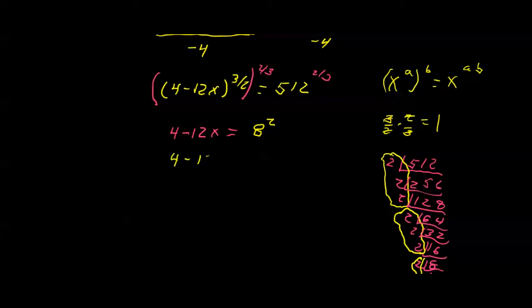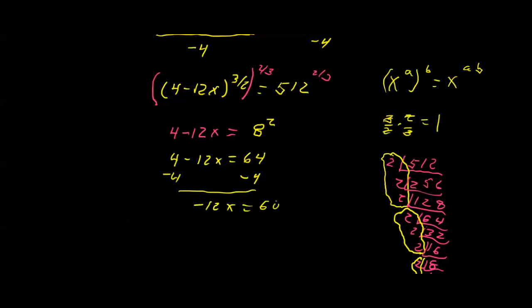4 minus 12x equals 64. Subtract 4, -12x equals 60. Divide by -12, divide by -12, and x is equal to -5. All right? That's it. That's really all there is to it, except for one other thing. So let's look at one more example.